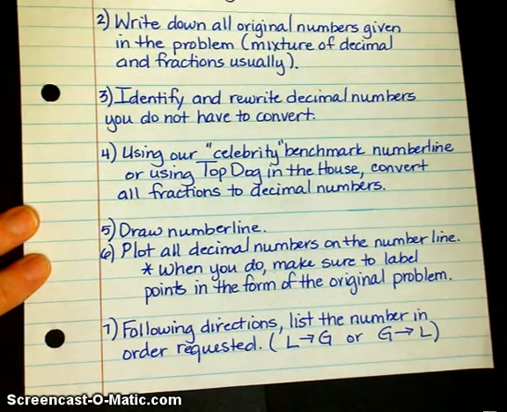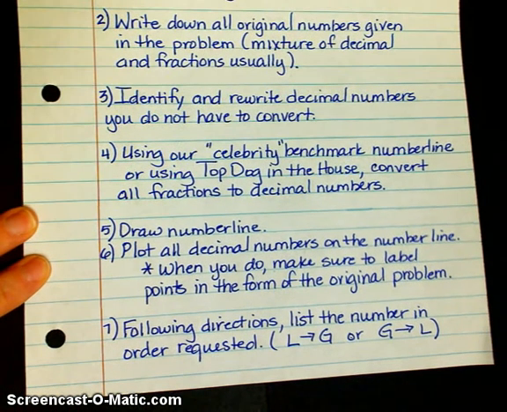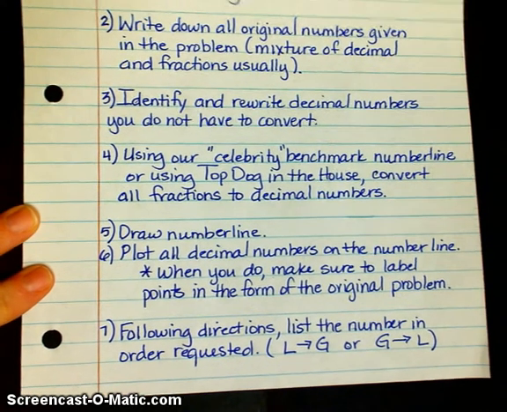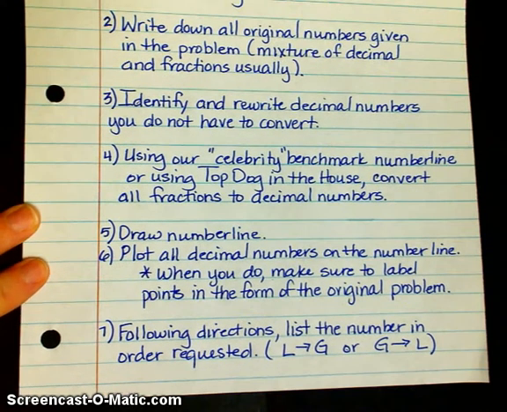The fourth step, using our celebrity benchmark number line or by using Top Dog in the House, convert all of the fractions to decimal numbers. Then fifth, you're going to draw your number line. Once you have your number line drawn, you're going to plot all of the decimal numbers on the number line.